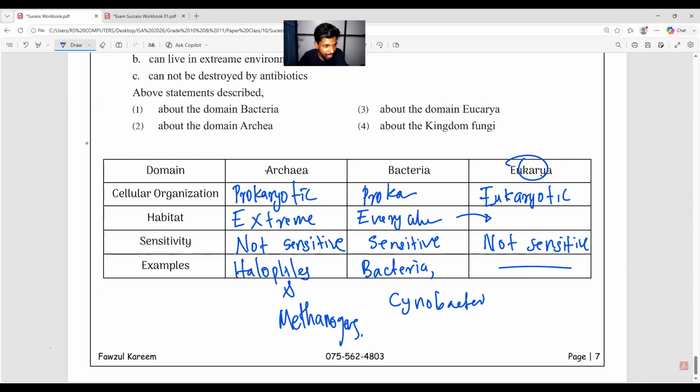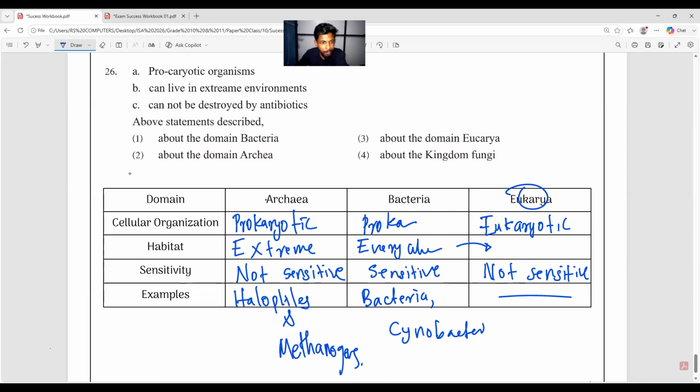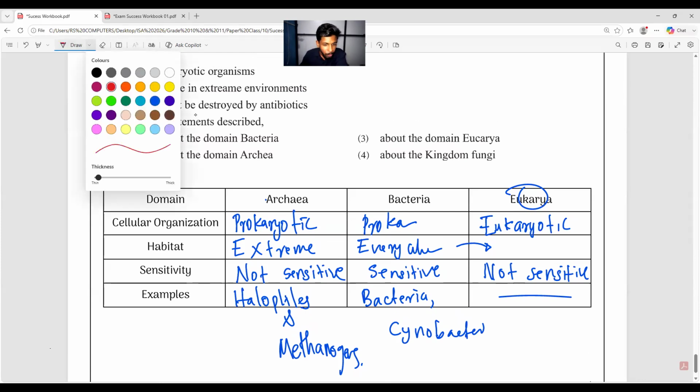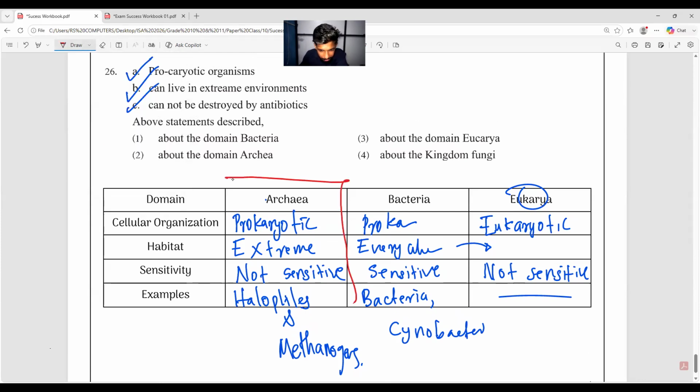So, along with the chart, can you tell me the answer here now? Prokaryotic, extreme, cannot be destroyed by antibiotics. Who is the answer? Domain archaea. Not sensitive, extreme, prokaryotic. So that is domain archaea.